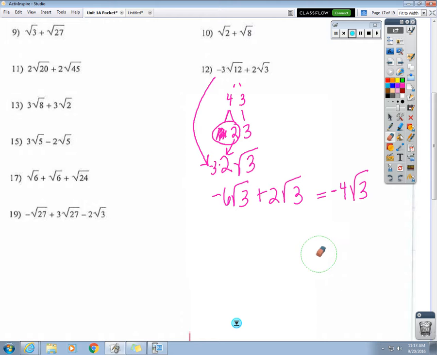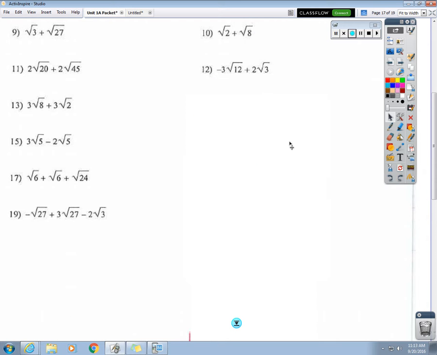Alright, number 14 was part of your homework, so let's look at number 16. Can I erase? Okay. Number 16, can those be combined? Yes, and don't all of them have an understood 1 out here? So what's the answer? 3 square root of 2, right.